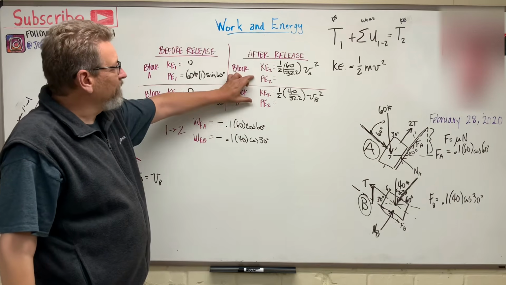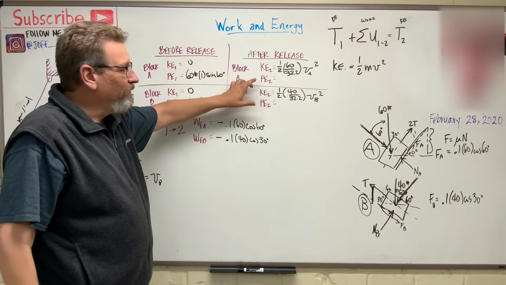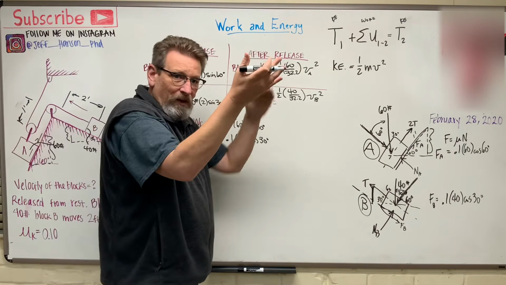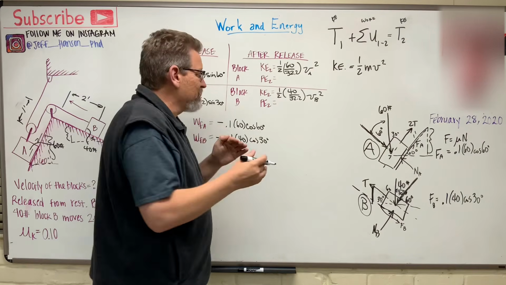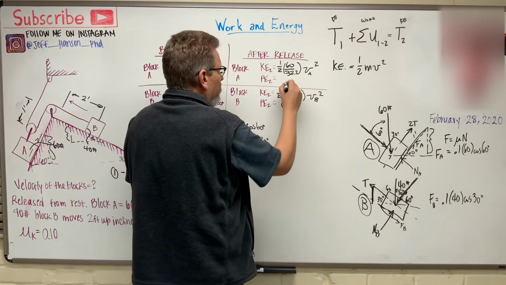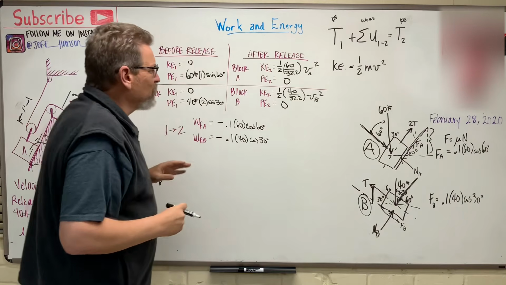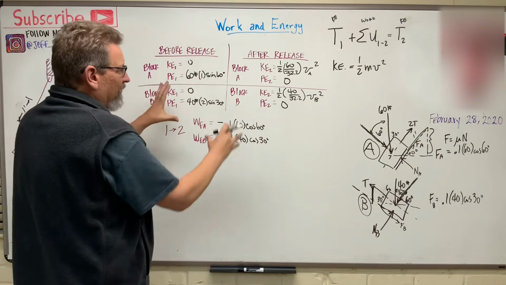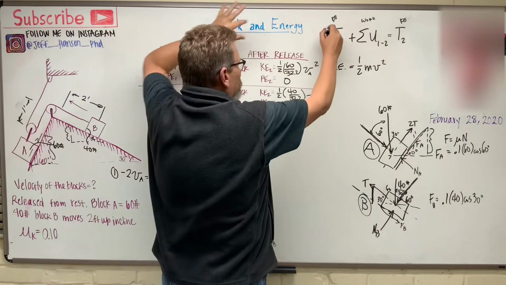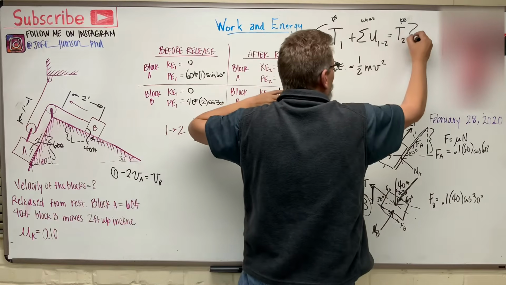And then the potential energy after they release it. One block went up, one block went down, so potential energy is conserved afterwards. These guys are going to be 0. So let's see if we can take this information that we have and fit it into this equation. You'll find this equation in your book.